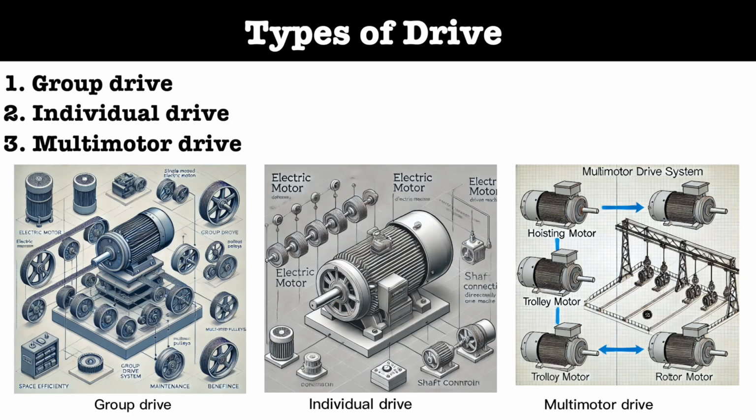Next is the flexibility and control. Using multiple motors allows for more precise control over machine functions. Each motor can be controlled independently, which enhances the ability to fine tune the processes and improve the quality of the output. This is particularly important in complex machinery which is used in manufacturing, packaging and printing industries.